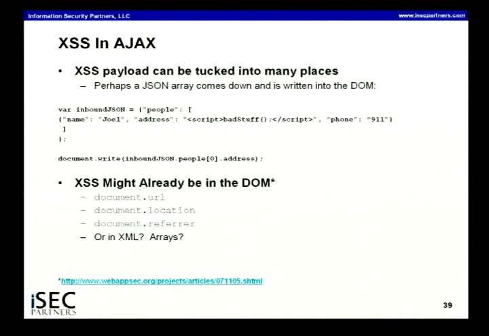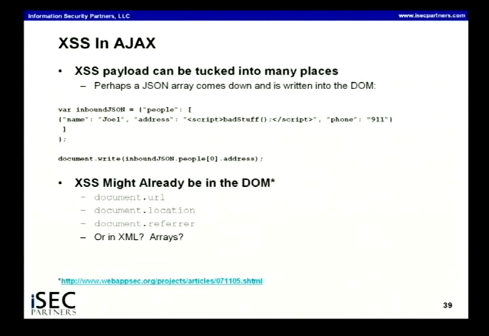There's lots of different ways that you can get in a payload that perhaps doesn't get attacked immediately upon deserialization from the server, but later in a delayed situation, when that actually gets written into the DHTML and updated, then your trap springs. Cross-site scripting could already be in the DOM too.